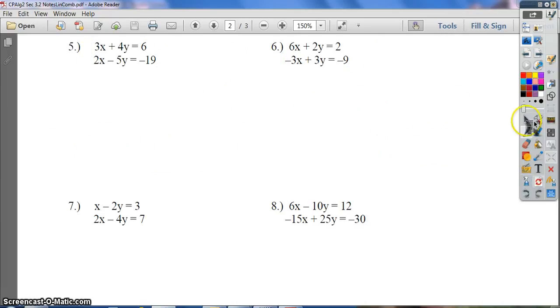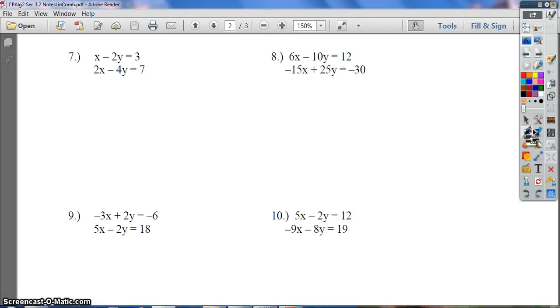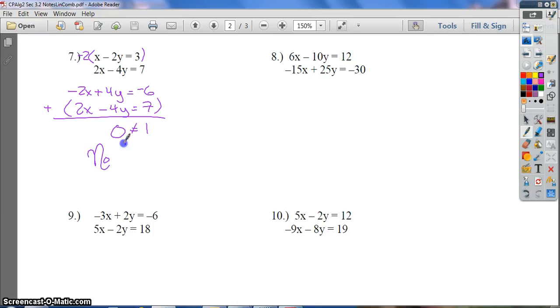All right, let's keep going. 8, 7, and 8. And then we have a couple more down there at the bottom. Okay, so right on time, it looks like. Let's go with here. I'm going to multiply this top one by negative 2. So this is negative 2x plus 4y equals negative 6. This is going to stay 2x minus 4y equals 7. Add these vertically. X's cancel out. Y's cancel out. 0 equals 1. That never is true. Thus meaning there is no solution for that linear combination.